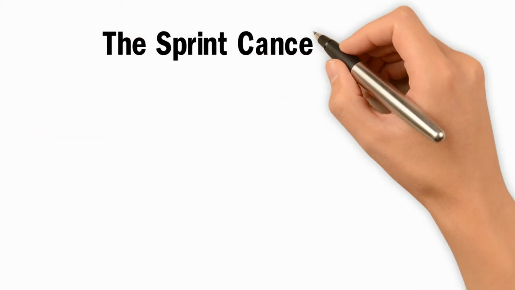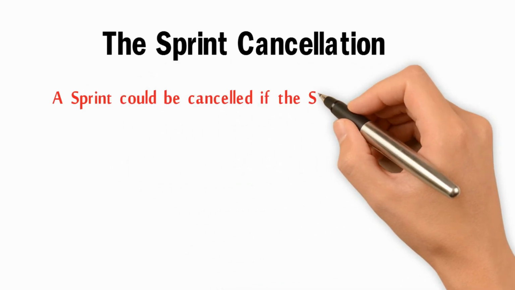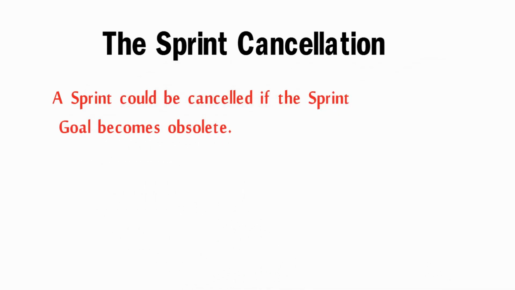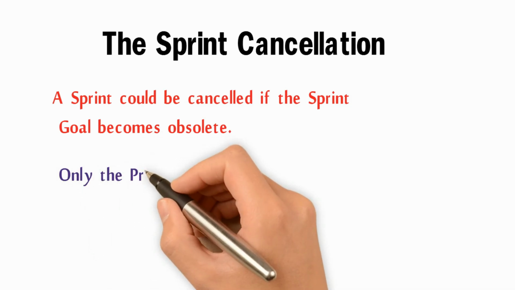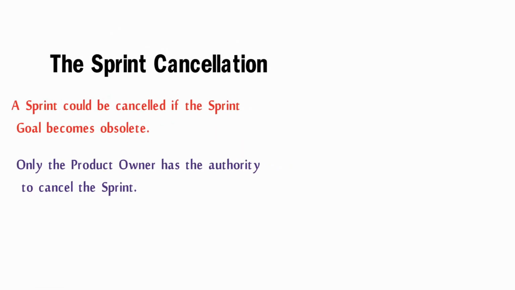The Sprint Cancellation. A sprint could be cancelled if the sprint goal becomes obsolete. Only the product owner has the authority to cancel the sprint.